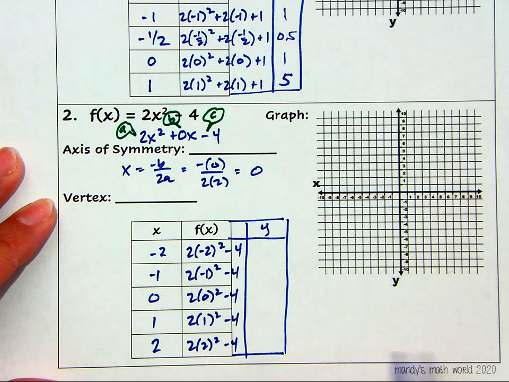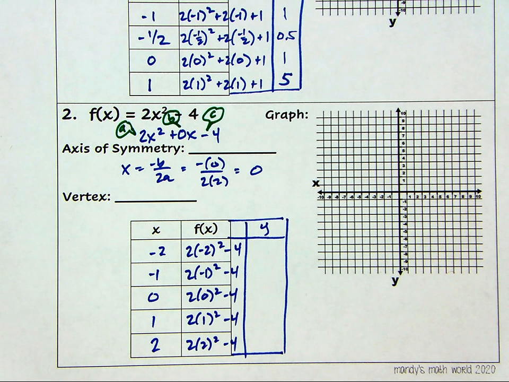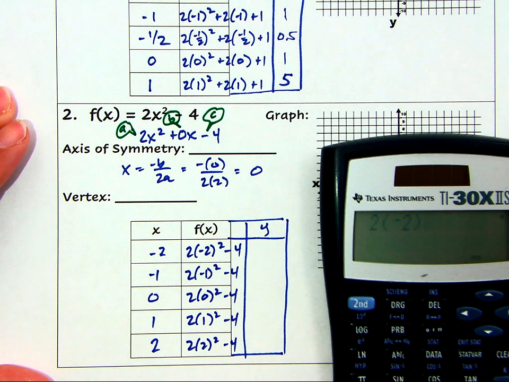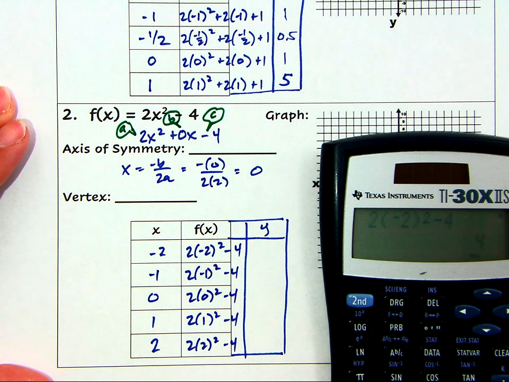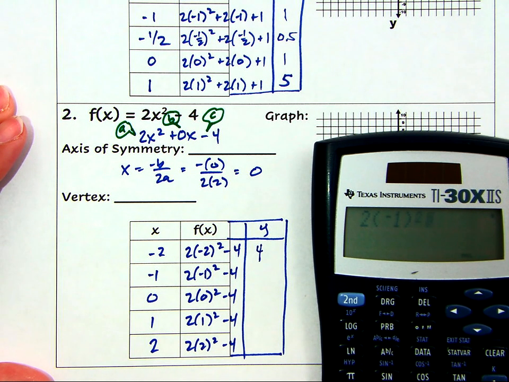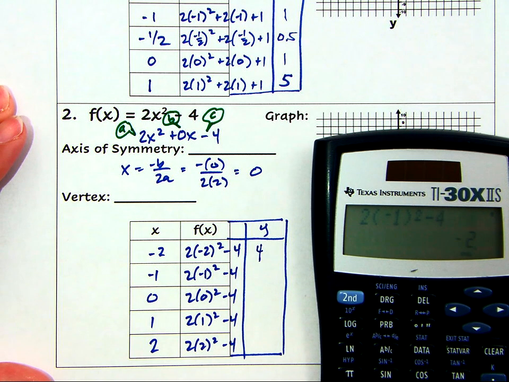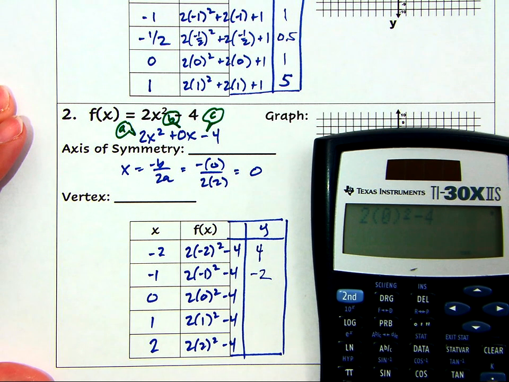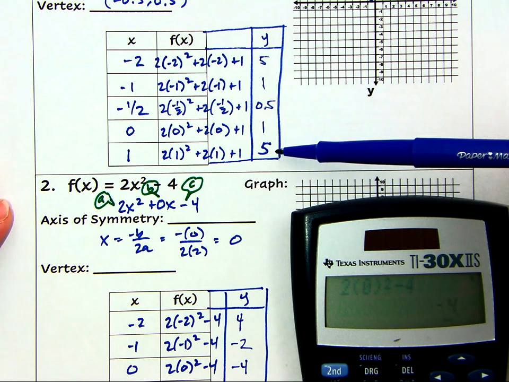All right, so let's use our calculator here. 2 times negative 2 squared minus 4 is 4. 2 times negative 1 squared minus 4 is negative 2. 2 times 0 squared minus 4 is negative 4. Okay. And you can probably guess what the next two y coordinates are. I'm going to check on the calculator just to be safe, but keeping in mind this whole idea of symmetry, right? And remember, the first and the last y coordinates were the same, the second and the fourth.